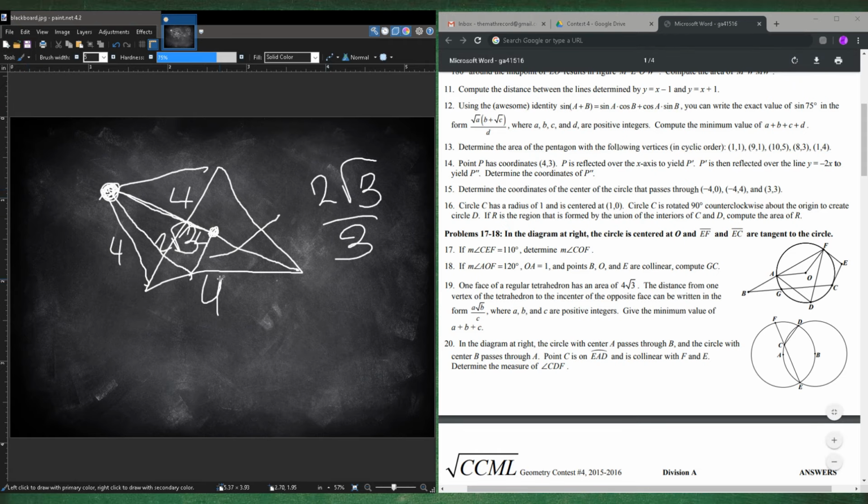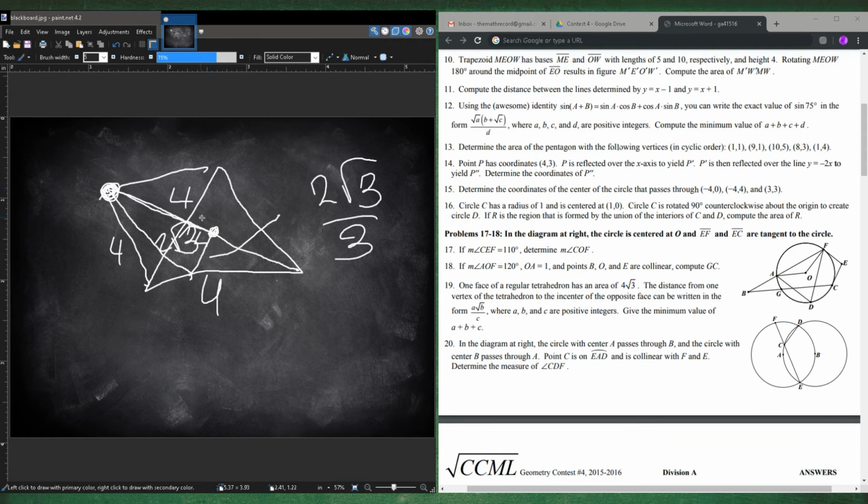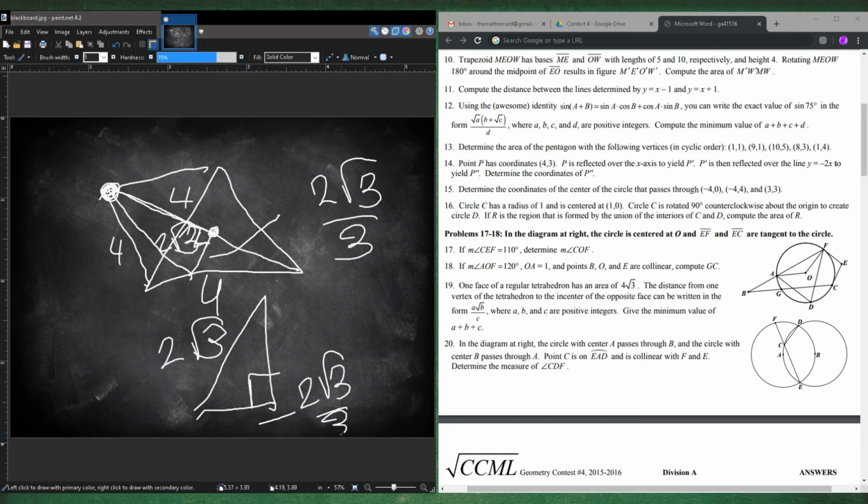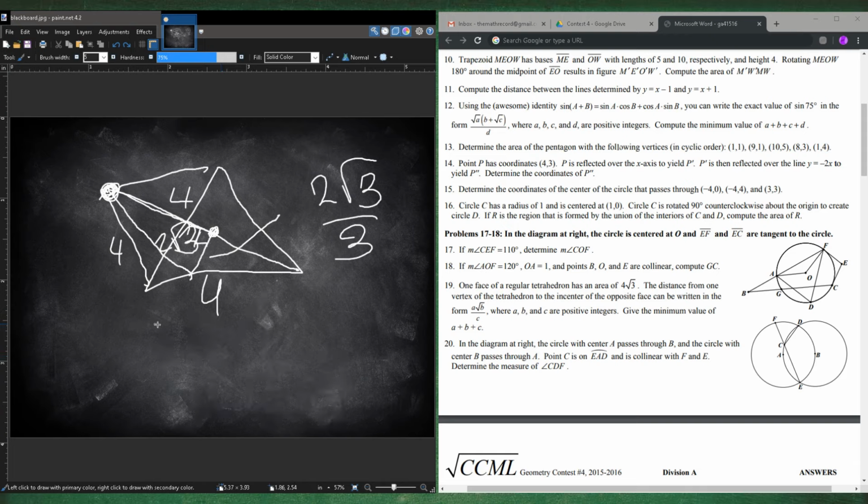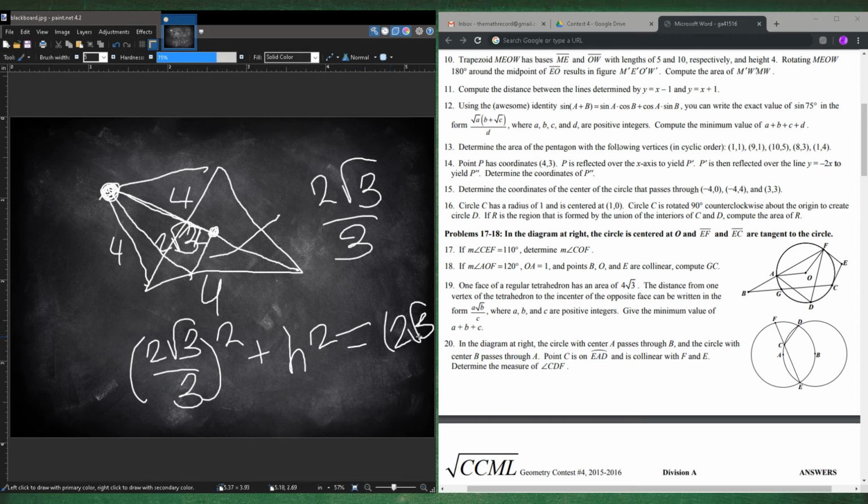Now you have 2 square root 3 right here. Now you just use the Pythagorean theorem, since it's a right triangle. So you have this triangle, and you have 2 square root 3, which is this line right here, and this line over here is 2 square root 3 divided by 3. And we'll call this h. So we just need to find h. So we have (2 square root 3 over 3) squared plus h squared is equal to (2 square root 3) squared. So let's move this up.